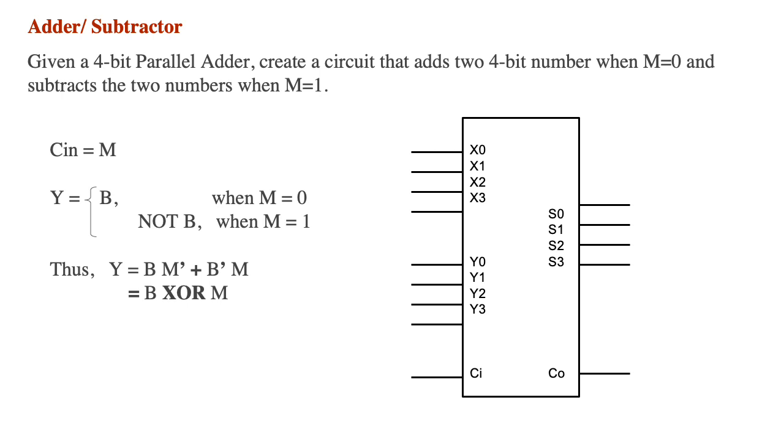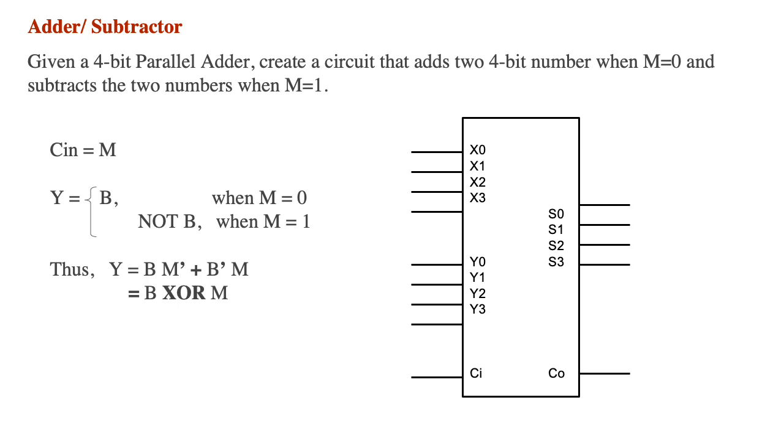Now y in the chip or the circuit here that we have, y is equal to b when m is 0, or when we're performing addition, y is equal to b as it is. And y is equal to the complement of b, so y is equal to not b when m is 1. If you are comfortable converting this statement into a Boolean expression, you can easily figure out that y is equal to b and not m, or b not and m. So b bar and m.